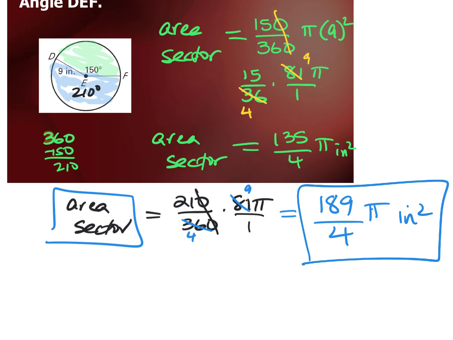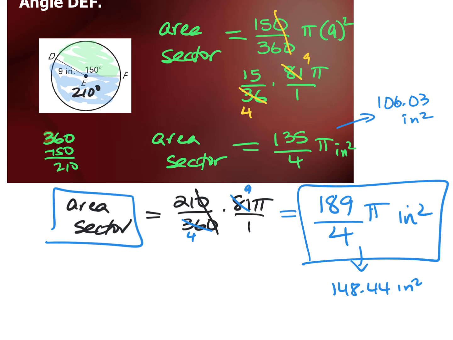If you did it on your calculator, this one, the 135, would give you 106.03 inches squared, and then this one would give you 148.44 inches squared. But I don't want you using the pi button. You're just leaving it in terms of pi.